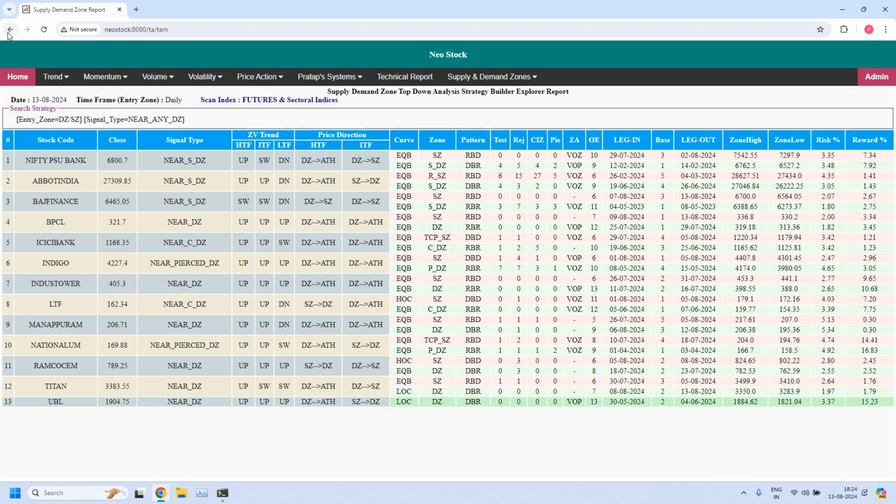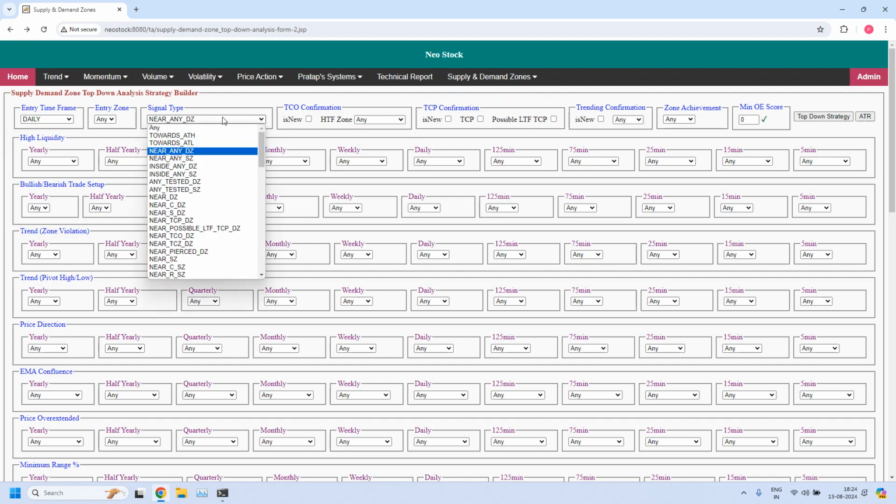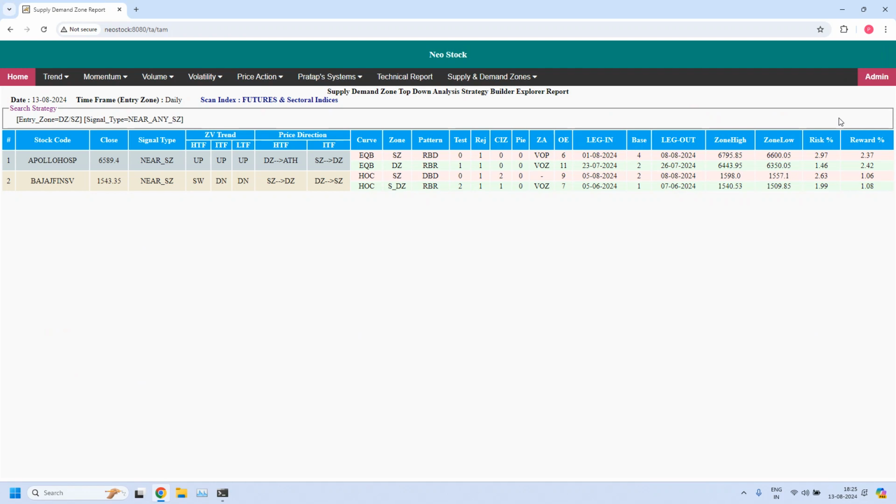Okay, next we will look into the supply zones. So entry time frame is daily. Let us find the stocks near daily supply zone. Two stocks are filtered and we don't have any high liquidity zones from this list. High liquidity supply zones are not there in this list.